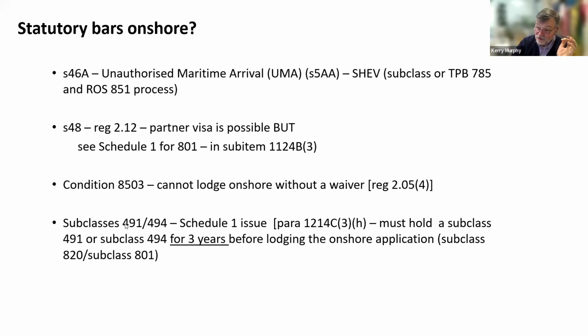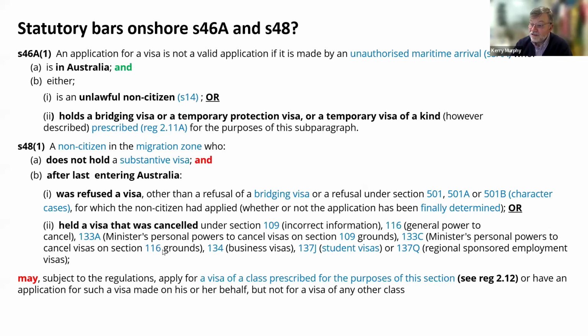The other thing is subclasses 491 and 494, which are the temporary visa, regional visas. They have a requirement in Schedule 1. Schedule 1 is always valid application issues that says you must hold the visa for 3 years before you can even apply. You must hold the 491 or 494 visa for 3 years, for example. Until then, you can't apply for a partner visa. So that's a bar in itself, all right? And it just so happens that 491 and 494 are also listed in Regulation 2.12. So there's many traps. There's Section 46A, unauthorised maritime arrivals.